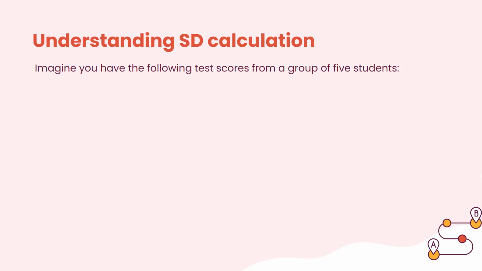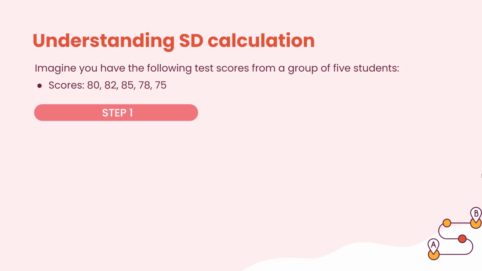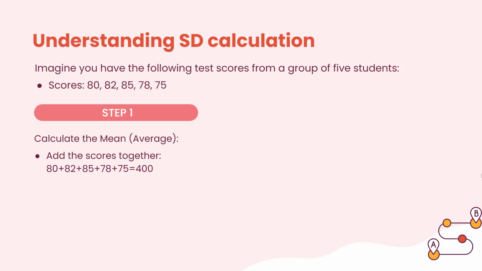Imagine you have the following test scores from a group of 5 students. Scores are 80, 82, 85, 78, and 75. Step 1 in calculating standard deviation is to calculate the mean or average. You add the scores together and divide by the number of scores. Hence, the mean or average is 400 divided by 5, which equals 80.